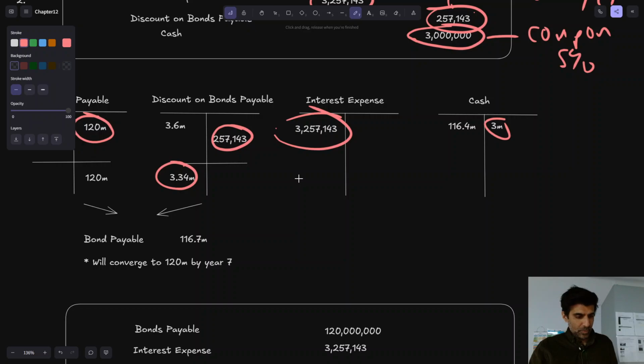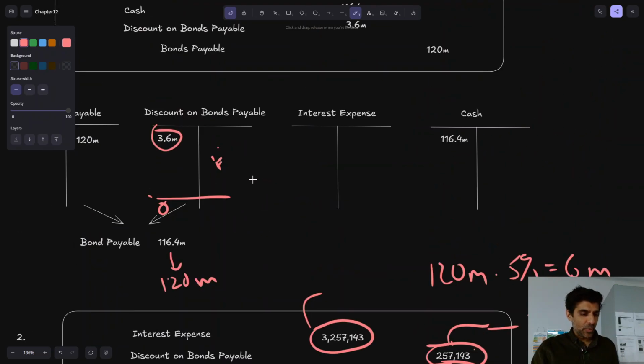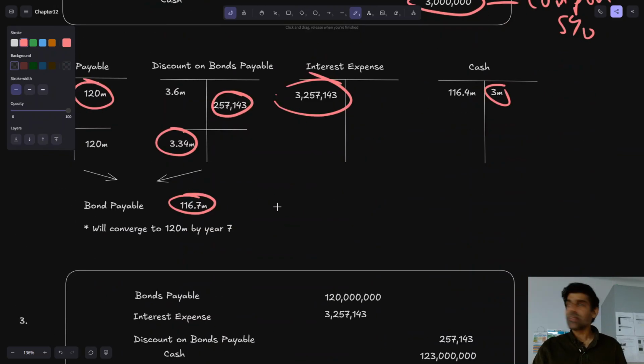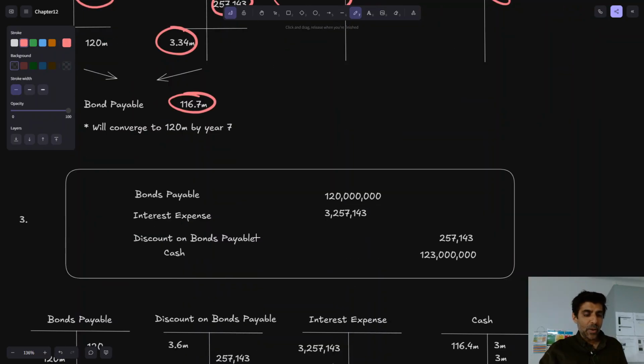Now, again, the bond payable is going up a little bit. It was 16.4. It's 16.7 now. And over the life of the bond, it's going to converge to 120. It's going to start low, and then as we eat up the discount on bonds payable, as we amortize it, it's going to slowly creep up to 120 million. Okay, so now at maturity.